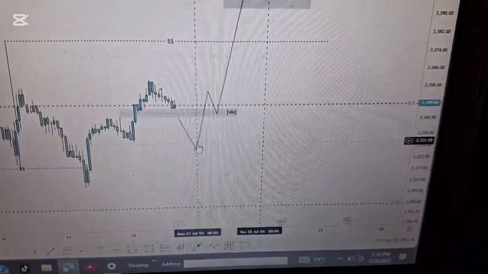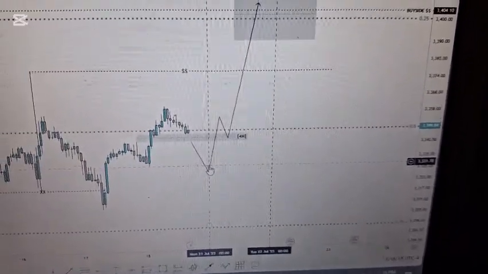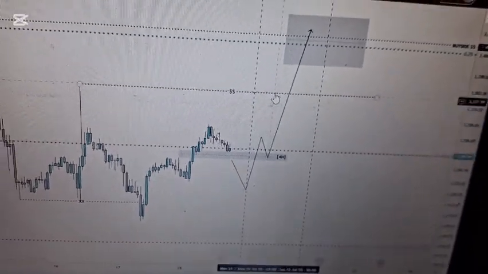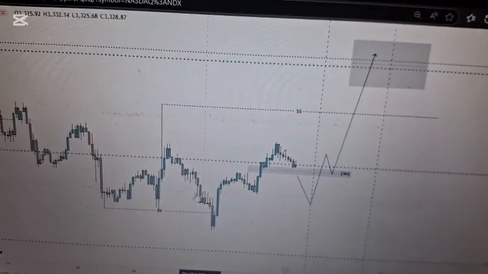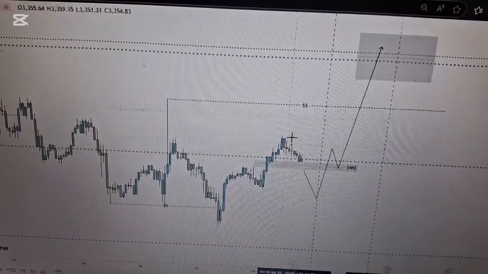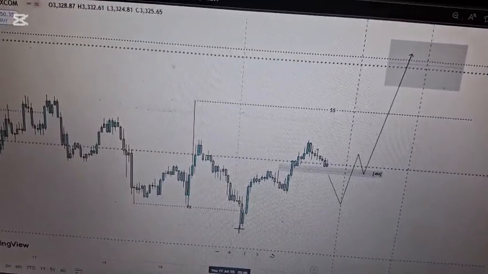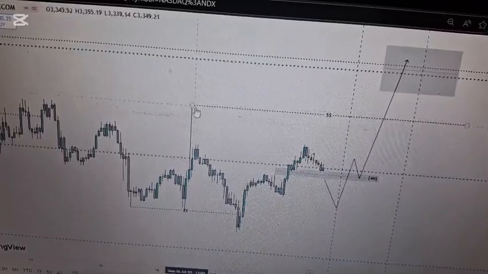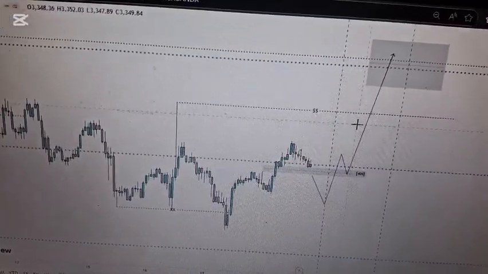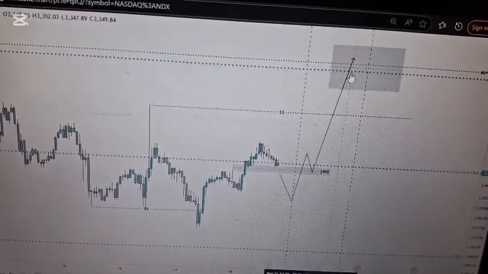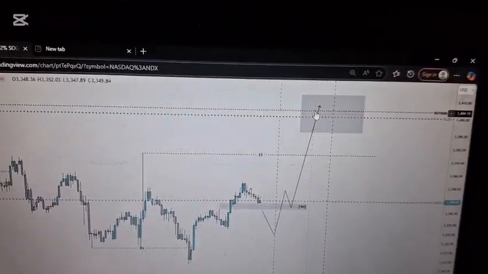Here is gonna start around what time? I think 6 a.m. or something like that. But here what I'm seeing is, as you can see, it took out this low, came back inside. Now it's seeking liquidity on the high side because it took liquidity on the lower side, which happens to be this one. But based on how you analyze it from the higher time frame, it might be looking also to take out this one. So that's what I was seeing on gold.